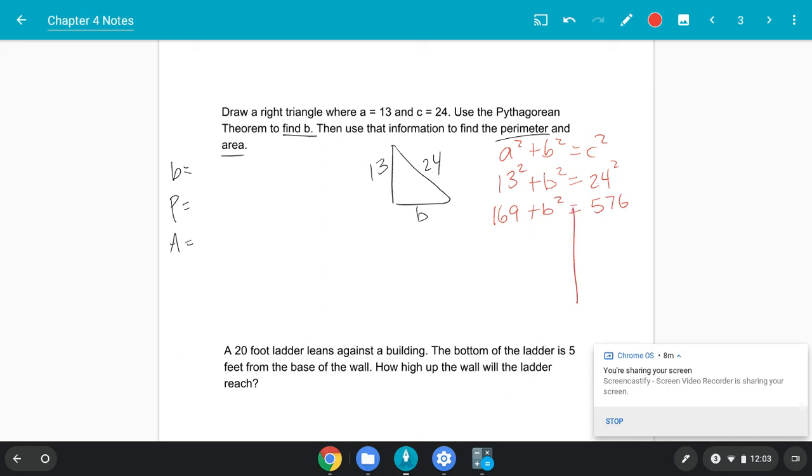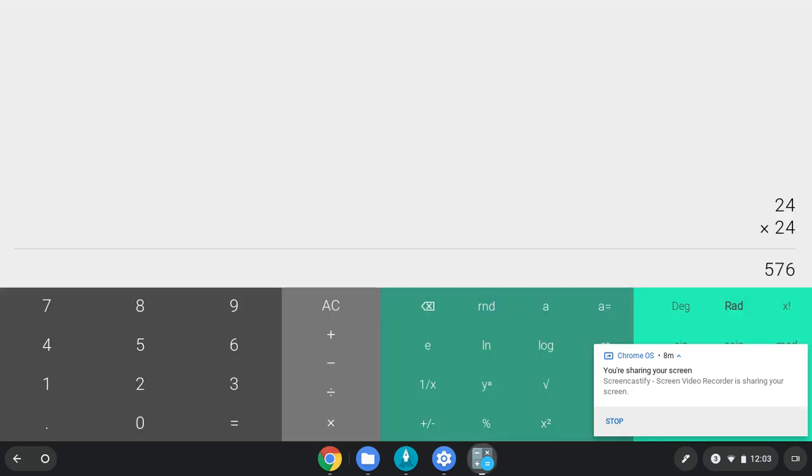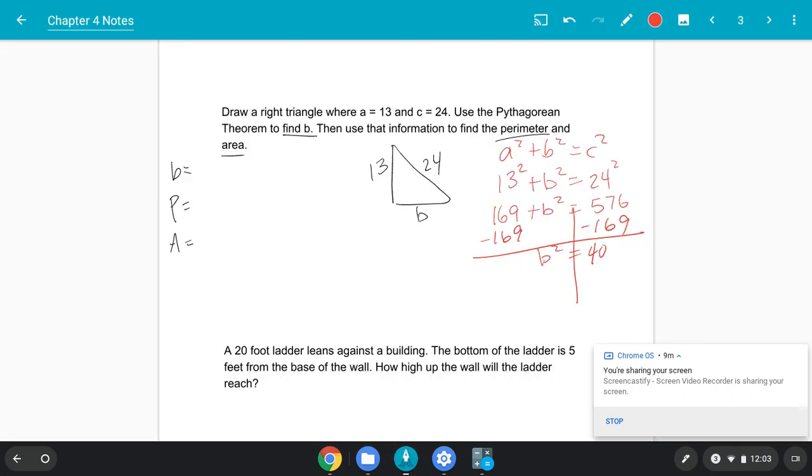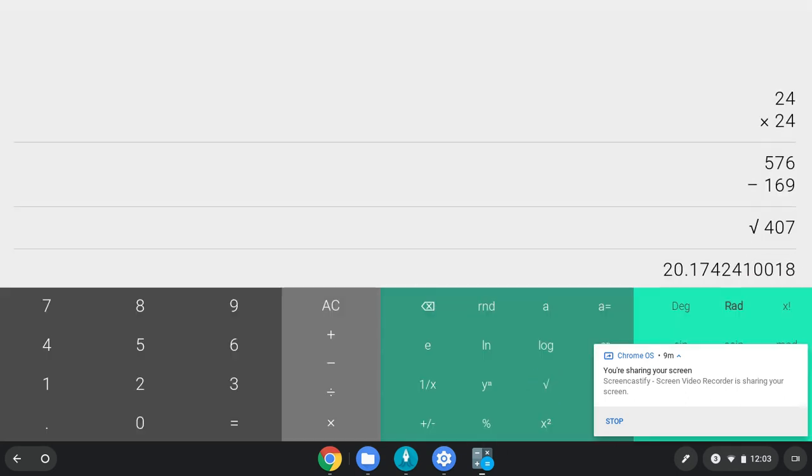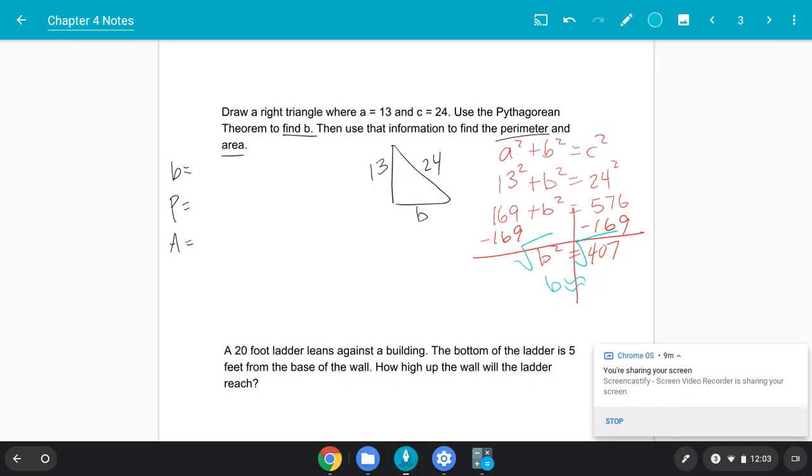Then we drop our line and solve. So minus 169, minus 169. Over here we have B squared equals 407. And then again, the last step when you solve the Pythagorean theorem is always to square root it. So you get B is about square root 20.17. The next number is a 4, so we leave it as 17. If it's 5 or more, it goes up. So this is 20.17.